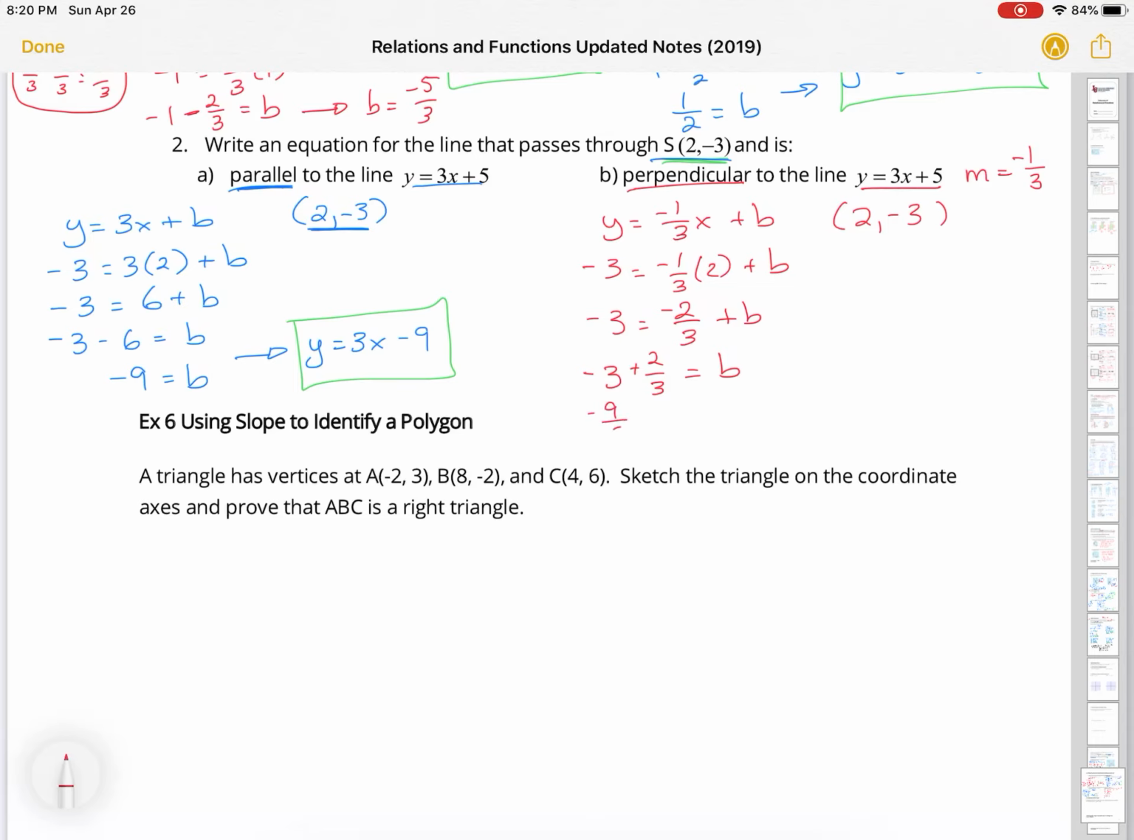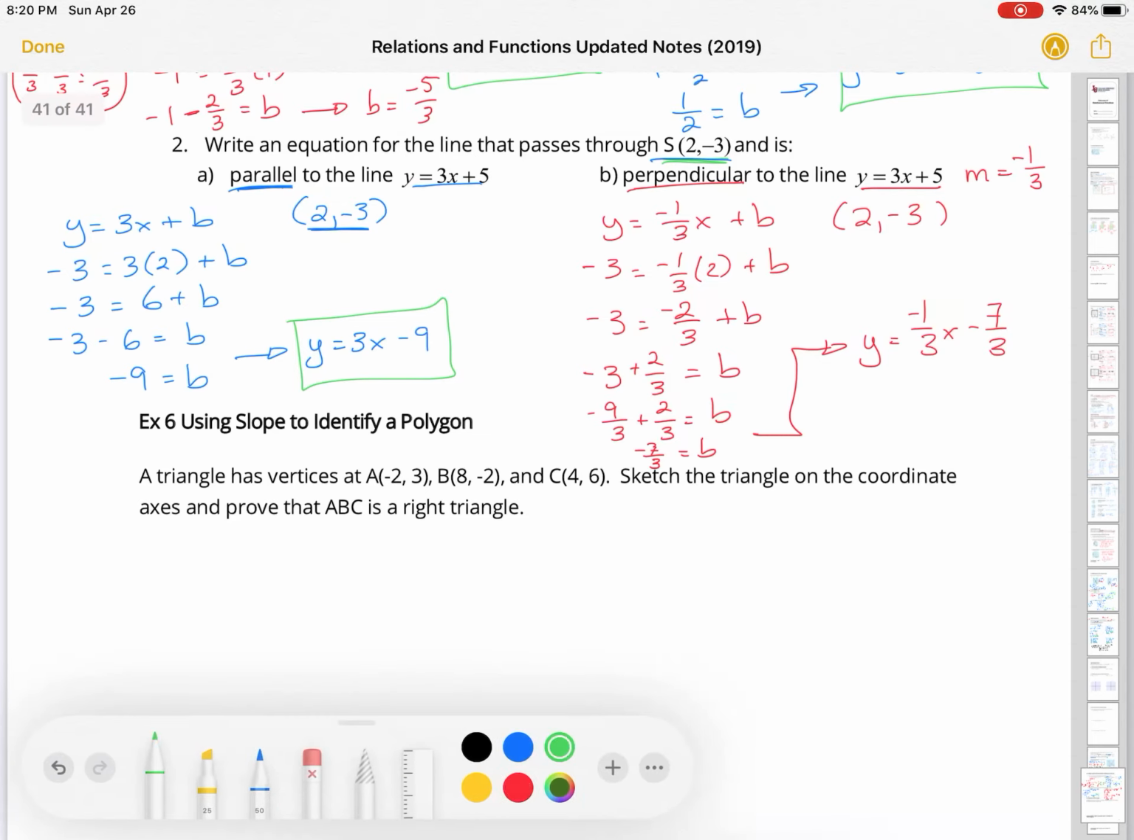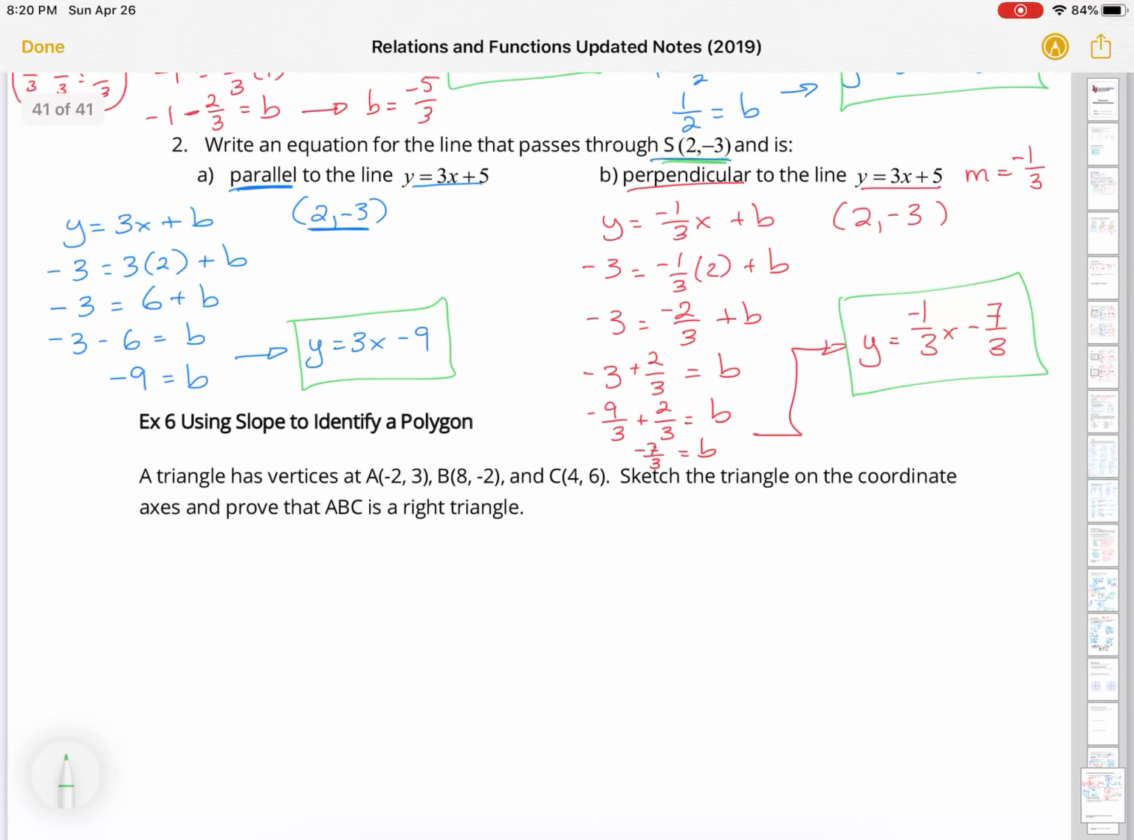Negative 3 plus 2/3. Well, that's the same as having negative 9/3 plus 2/3 equals b. So b is going to be negative 7 over 3 equals b. So from that, I have my equation. Y is equal to negative 1/3 x minus 7/3.